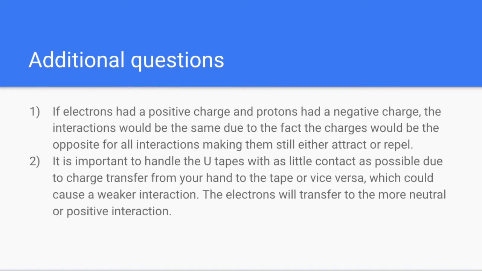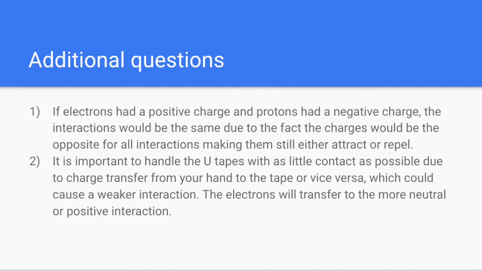We were asked a set of additional questions for this lab report. First being, what if electrons had positive charge and protons had negative charge? Well, if that was the case, the interactions would still be the same, due to the fact that the charges would be the opposite for all of the interactions, making them still either attract or repel.